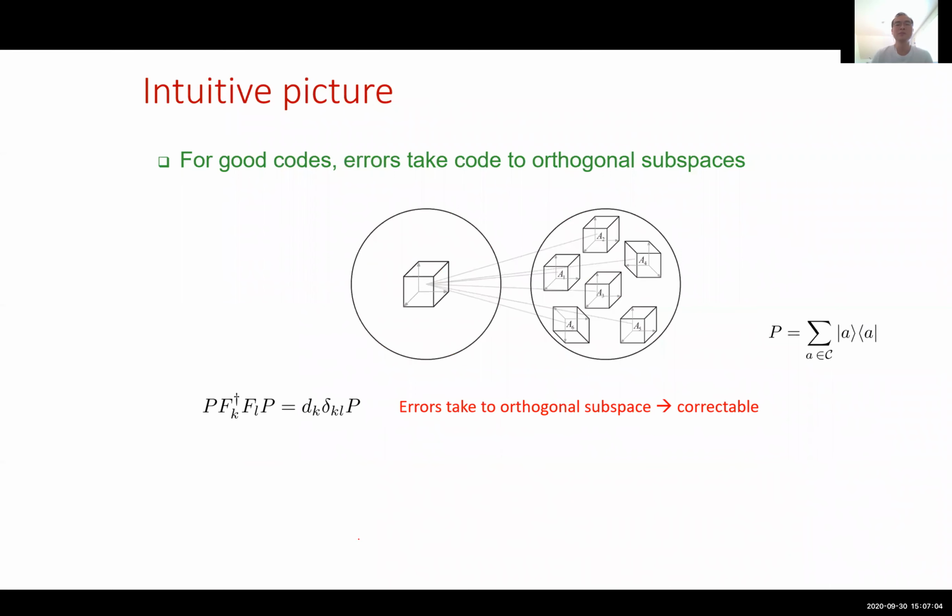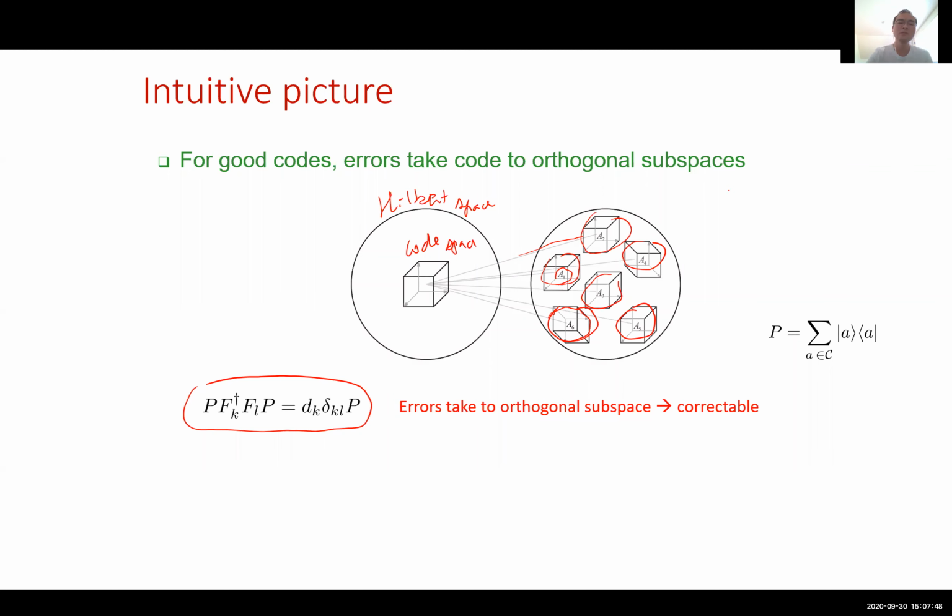So maybe the intuitive picture is this. This is the code space. Imagine I'm in some really high dimensional Hilbert space. And there's an error label, maybe this label A1, or A1 may be labeling the subspace. It takes some error to this region, another error to that region. If the code is designed such that these subspaces are well separated, then these errors can be corrected, okay? So that's the meaning of this.